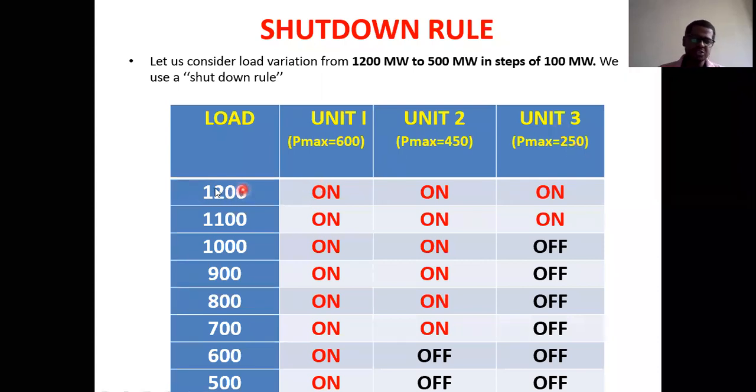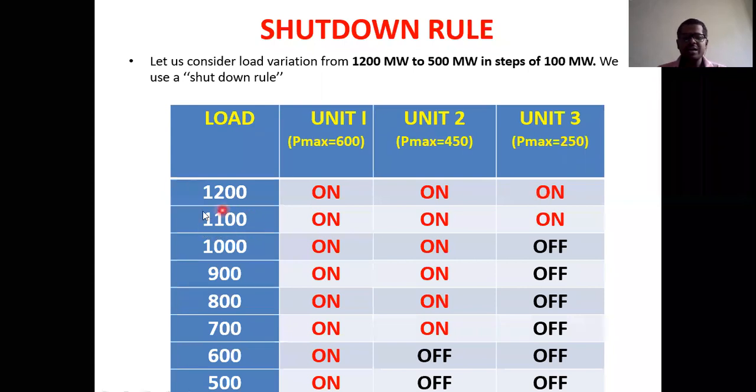Now we will see the first one, that is 1200 megawatts. How can we meet this 1200 megawatts from the 3 units? Definitely we must turn on all the 3 units, because here the load is very high. Here 600 plus 450, how much? 1050. 1050 plus 250 is 1300 megawatts. When you add only these two, we have only 1050, but here the load is 1200 megawatts, so you cannot meet the load. That's why, to meet this 1200 megawatts, we must put all the 3 units in on condition. That is the first case.